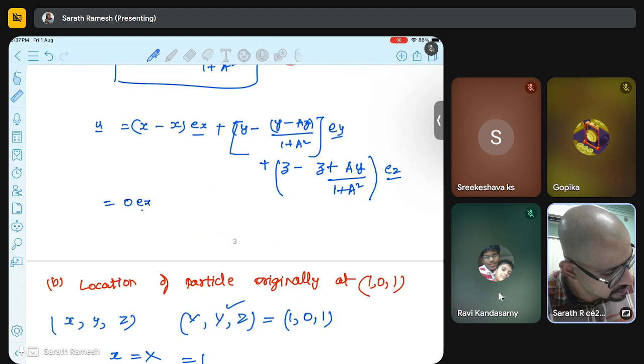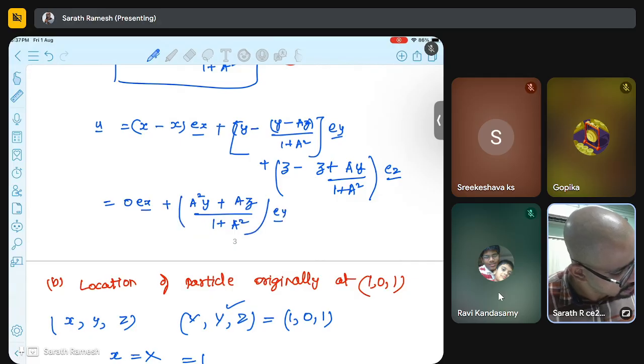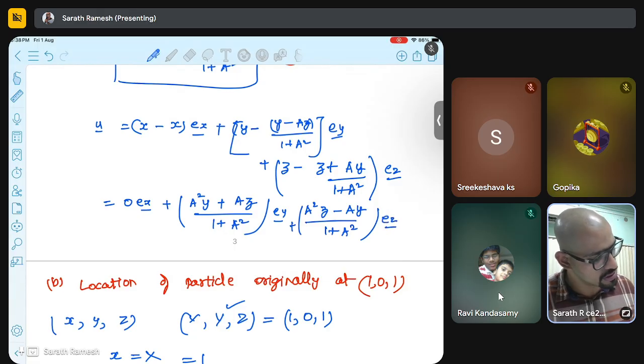x plus 1 plus a square y, plus a square y minus y will get cancelled. So a square y plus az by 1 plus a square is uy. Here similarly z minus z will get cancelled, and a square z minus ay by 1 plus a square is uz, right? So this is u.